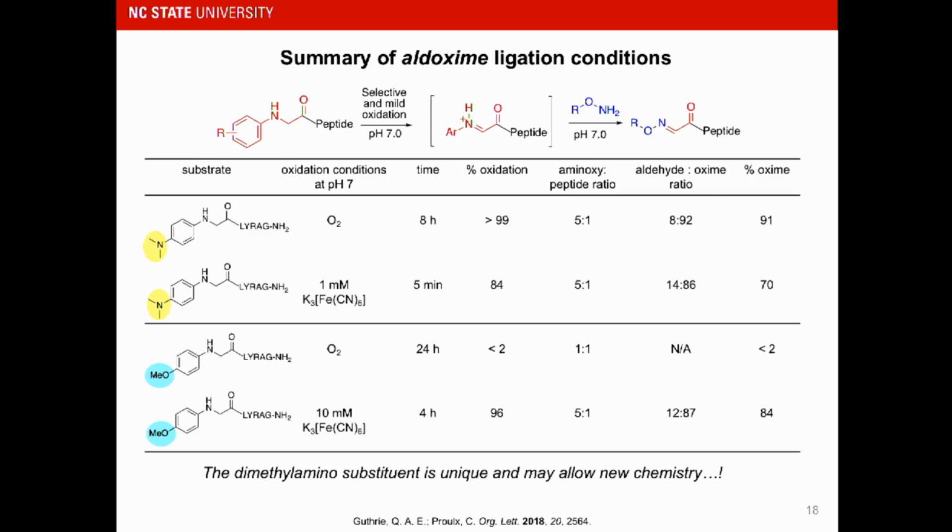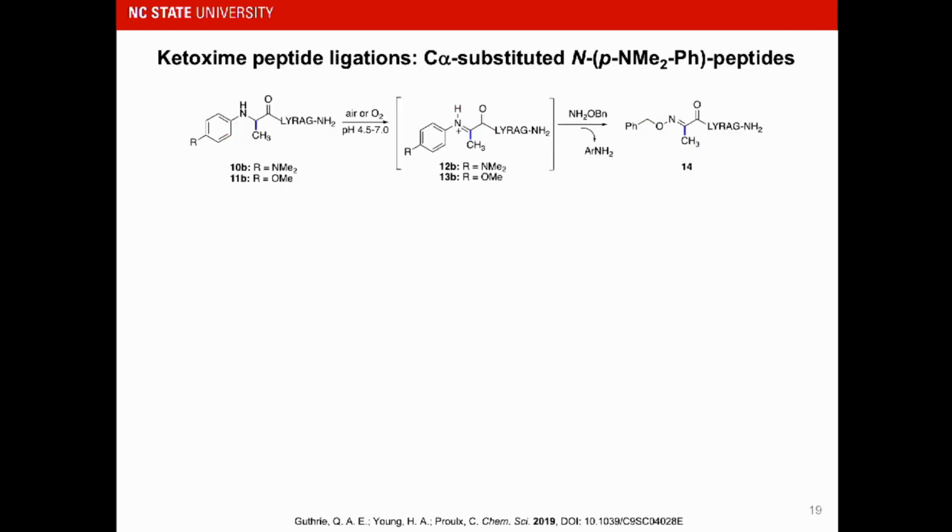this with oxygen, by sparging your solution with oxygen, this reaction will be done in 8 hours in very mild conditions. If you're concerned about kinetics, you want this to go very quickly, you can treat that peptide with potassium ferricyanide, 1 millimolar, and the reaction is done in 5 minutes. If you have a paramethoxy substituent, nothing happens at pH 7 unless you treat it with potassium ferricyanide. If you want to be under oxygen atmosphere, you have to bring it down to pH 4.5 if there's no chemical oxidant.